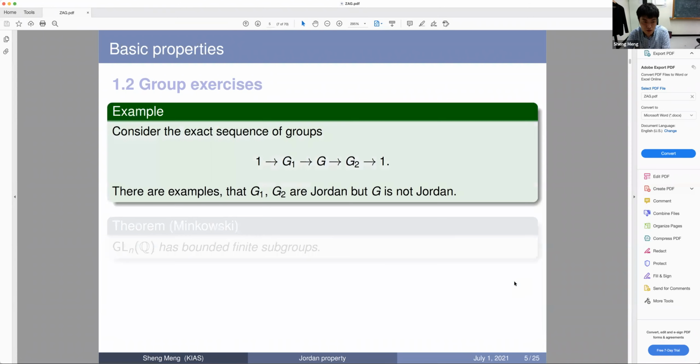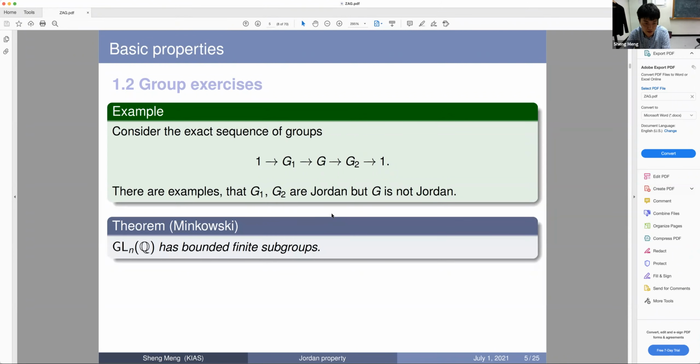So now we come to our question. Here is an example. You can try to construct an exact sequence of groups such that G1, G2 are Jordan, but the middle one is not Jordan. The example will be given later. And there is also a very famous theorem which I need to mention, Minkowski's theorem, which says that if the field is Q or a number field, then the general linear group has bounded finite subgroups.